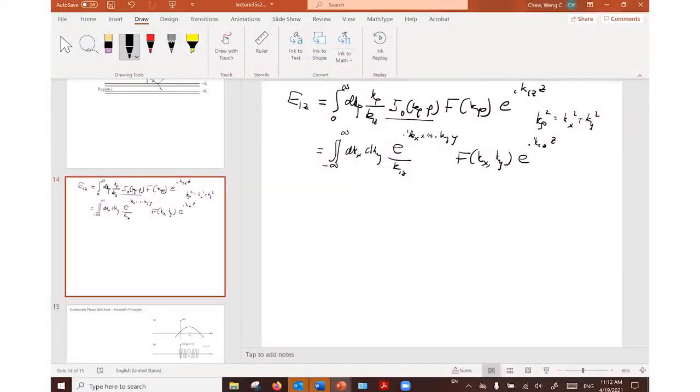So the method of stationary phase says that this integral is difficult to compute, but if x, y, and z are large, you find that if you were to make a small change in kx or a small change in ky, the phase would vary rapidly.